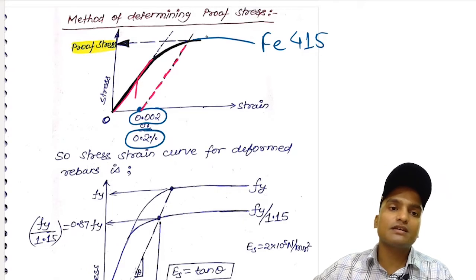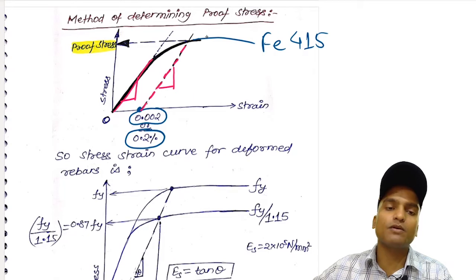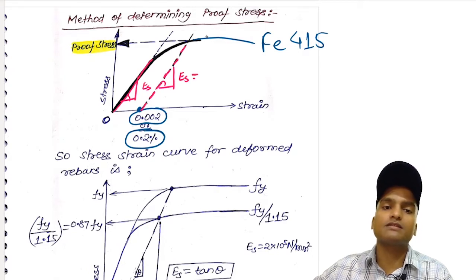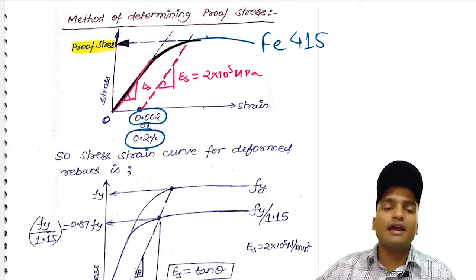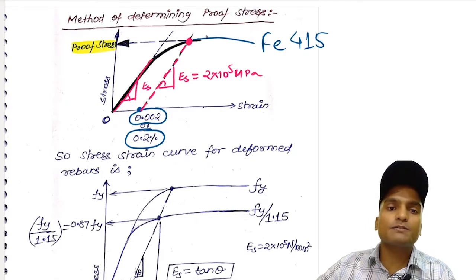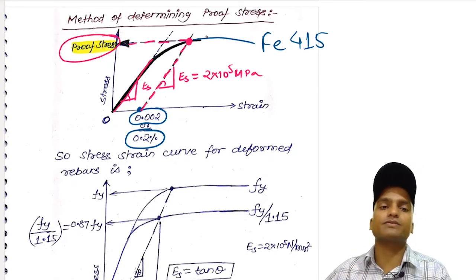So we can say the slope of this curve is same as the slope of this curve. And what is the slope of the elastic curve? We know that the slope is capital Es, the modulus of elasticity of steel, and this value is equal to 2 into 10 to the power 5 megapascal. And this straight line, wherever it cuts the curve, corresponding to that point, whatever stress value you obtain, that value of stress becomes the proof stress.